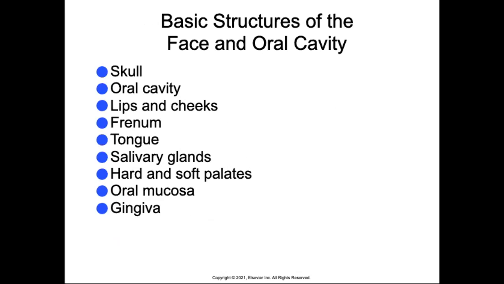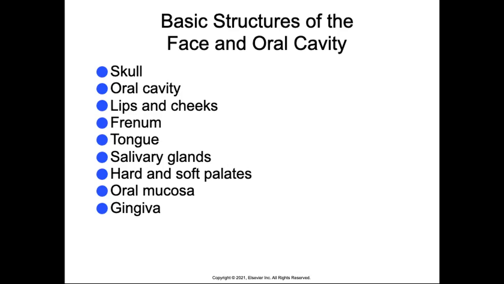These are the basic structures of the face and the oral cavity. We have the skull, which is made up of 2 sections. The cranium consists of 8 bones that form the protective structures of the brain, and the face consists of 14 bones. The oral cavity is another word for the mouth. This is the anatomical area where dentistry is performed. With the lips and cheeks, the lips surround the opening to the oral cavity.